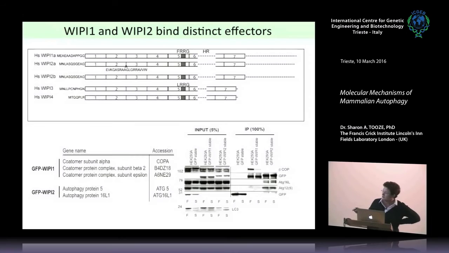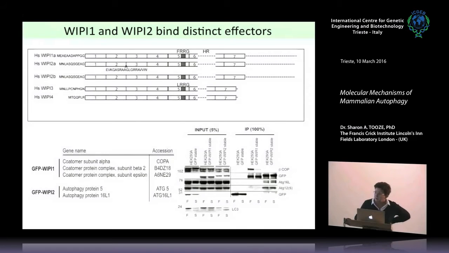So we were most interested by the ATG5-12-16 interaction, and these are the Western blots which confirm WIPI1 interacts with beta-COP, which is part of the coatomer subunit, and WIPI2 interacts with ATG5-12-16. That's shown here by Western blotting with endogenous proteins. So we were most intrigued by this result, and we've sort of left this to the side.